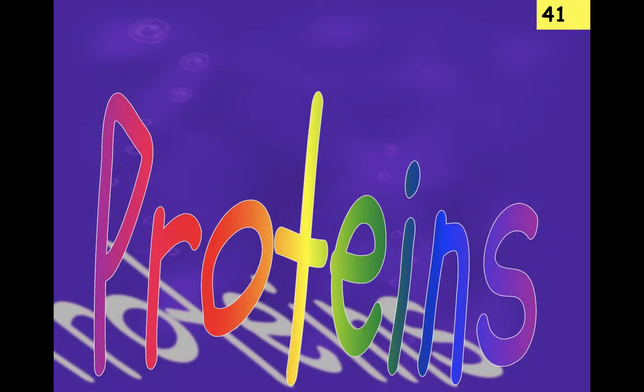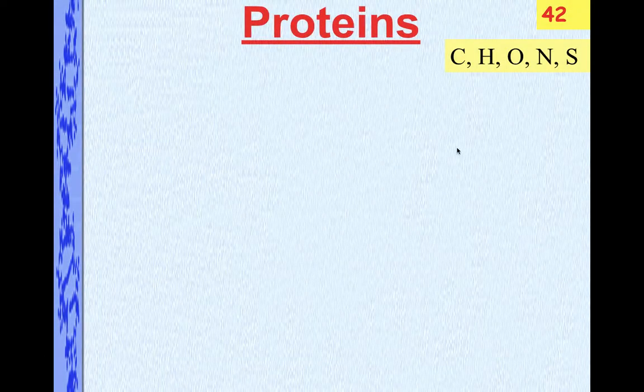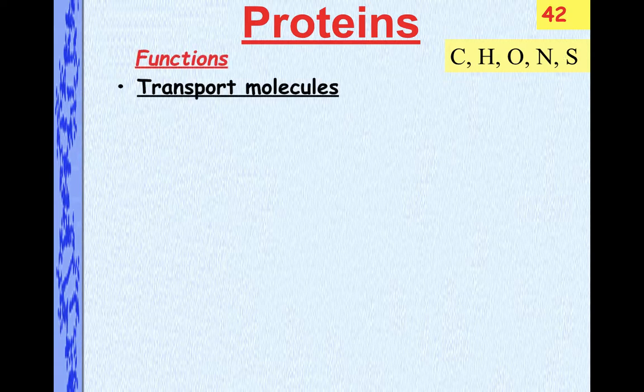Okay, that brings us to the proteins. The proteins are built up of the following elements. So they have C for carbon. These are all organic molecules. Organic meaning they're carbon-based, carbon-carrying molecules. So they have carbon, hydrogen, oxygen, nitrogen, and sulfur. What are the functions? What does it do? Well, proteins are very varied in their functions. They do many different things.